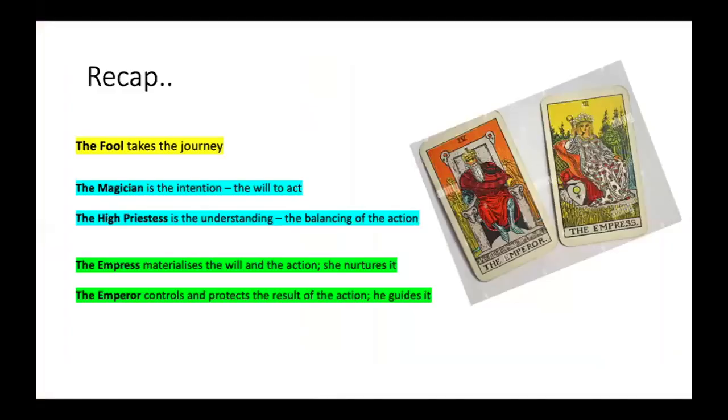So let's recap. We are aware of the fool, and we're aware that the fool is actually making the journey. And the way that we're looking at it, the fool stands on the edge of the cliff, ready to jump off, and takes an exciting journey. The first character the fool will meet on the journey is the magician. And the magician, if you remember, is the person that has the will to act.